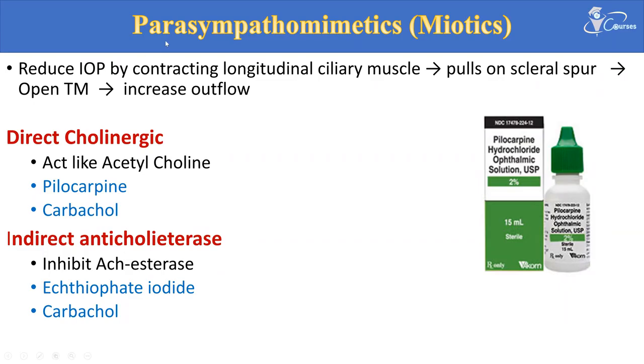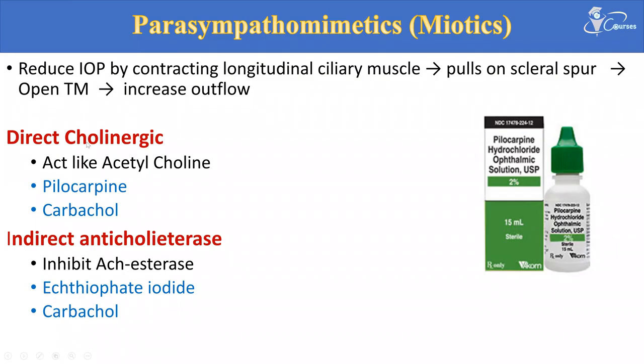There are two groups of parasympathomimetics. There is the direct cholinergic, which acts like acetylcholine. It's called direct action, such as pilocarpine and carbachol. See carbachol, which we use intraoperatively, injected in the anterior chamber in order to induce intraoperative miosis. So they will act as if they are acetylcholine.